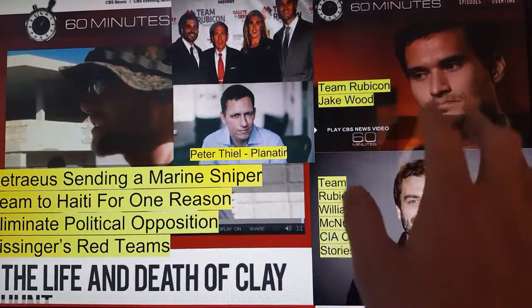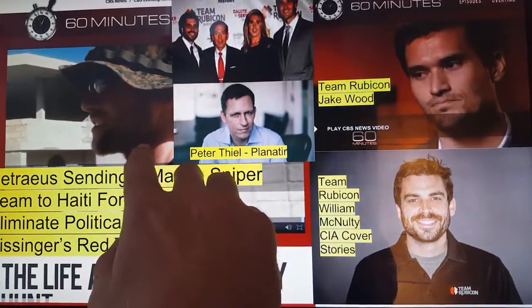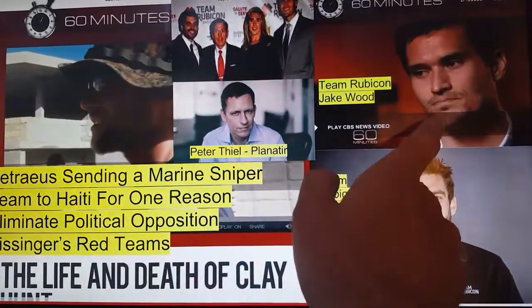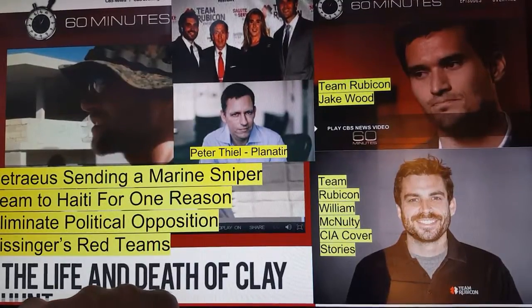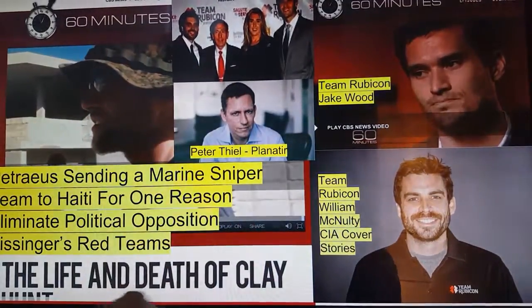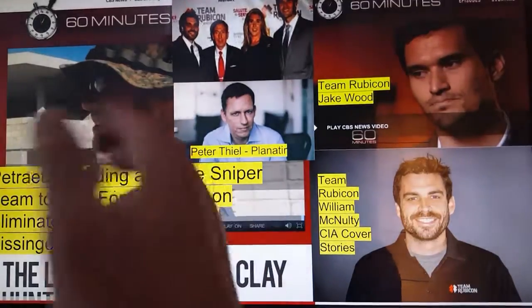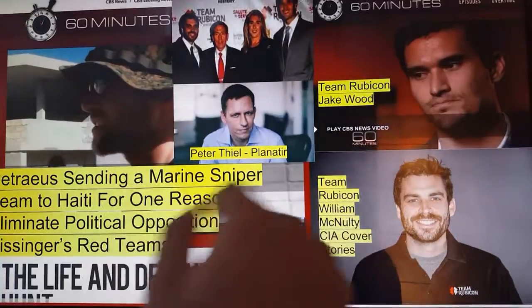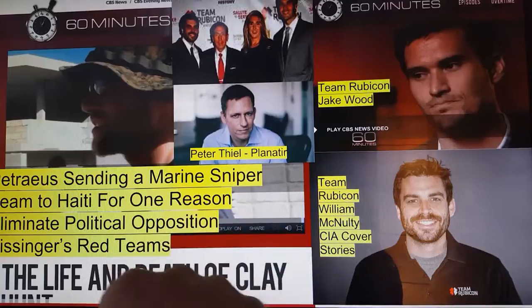Team Rubicon, if you don't know, is on the ground in 3 days after the Haiti earthquake, and it's a sniper team. As a matter of fact, these two guys are Marine snipers. Now, you might have seen this Life of Clay Hunt before. This is Clay Hunt, because 60 Minutes did a big exposé on his life and suicide or death, which I question the suicide there. You'll also find many members from his sniper team unit also died, one at a time, in situations.